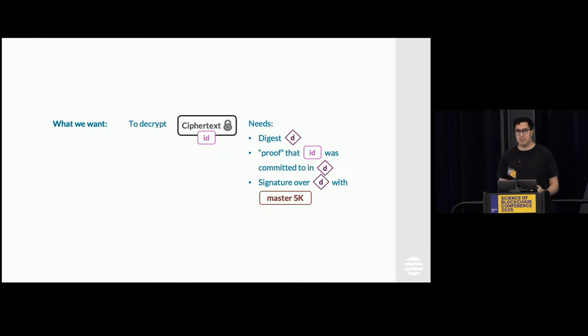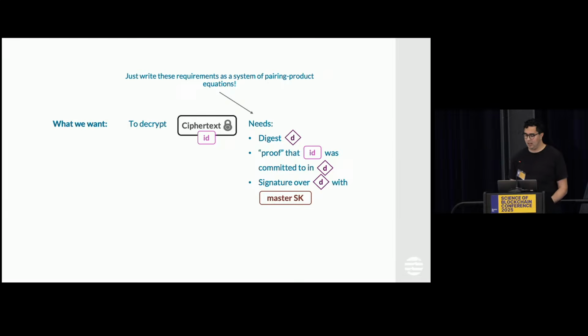Okay, so we're going to try to use this framework to instantiate our ciphertext. What does that mean? That means that all we have to do in order to finish is write these constraints as a system of equations that follows this pairing-based equation structure. And once we do that, we're just finished, because then we have a ciphertext, we have a decryption key, and we have the digest.